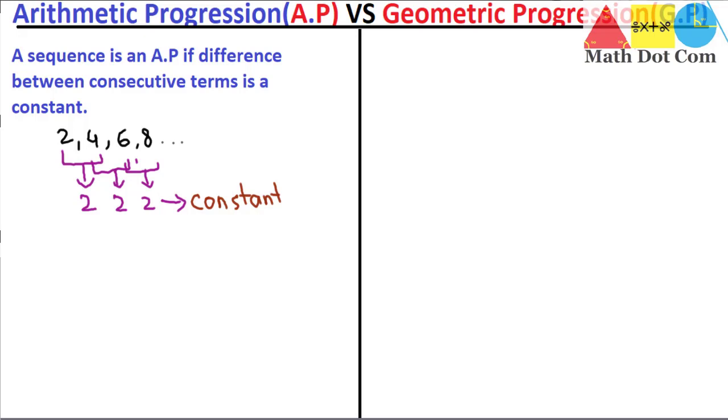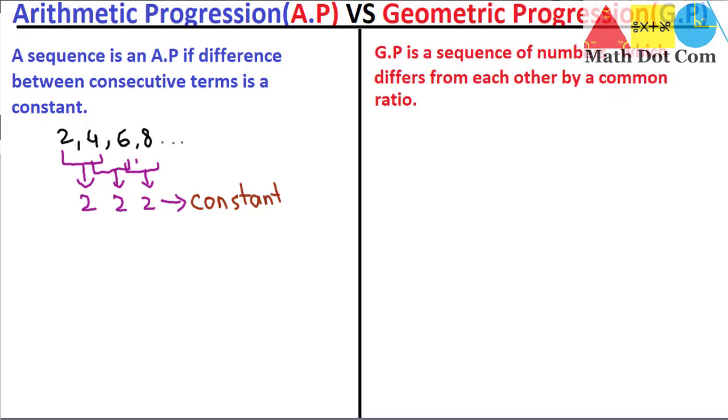Now we'll see how it differs from the geometric progression, or what is geometric progression. Let's see what is the definition of the geometric progression. A geometric progression is a sequence of numbers which differs from each other by a common ratio. Now the difference here is by the common ratio. In the arithmetic progression we have seen a common difference, while here we have a common ratio. So this point is important while discussing the difference between the two.